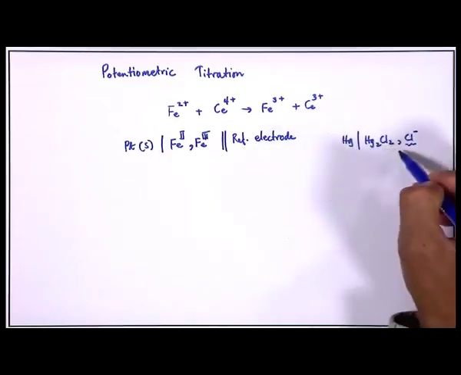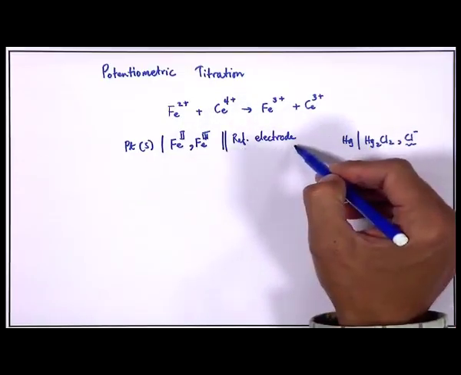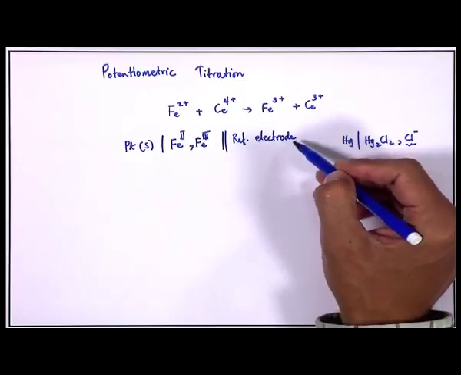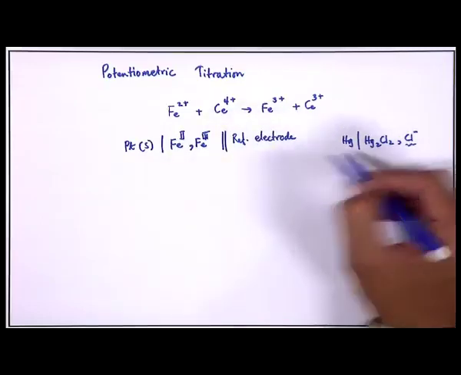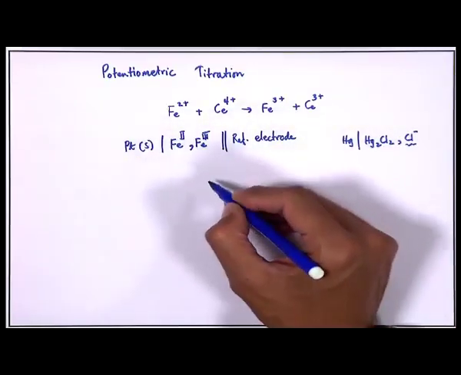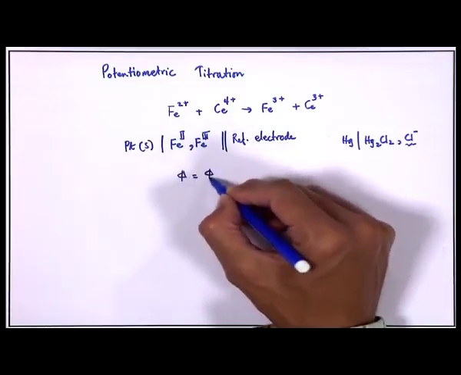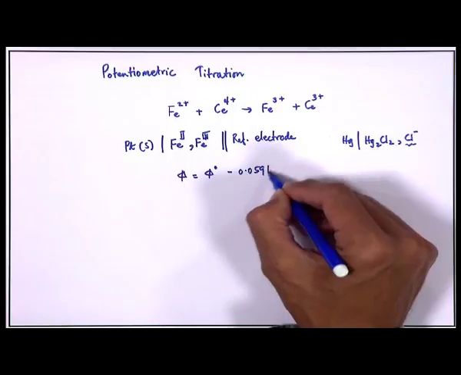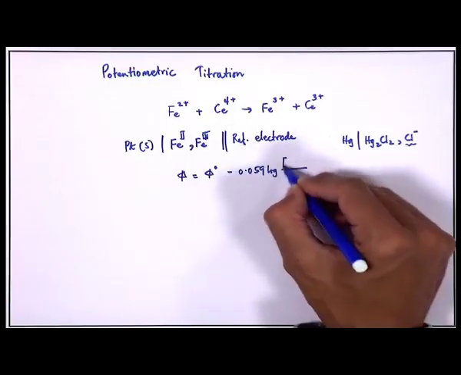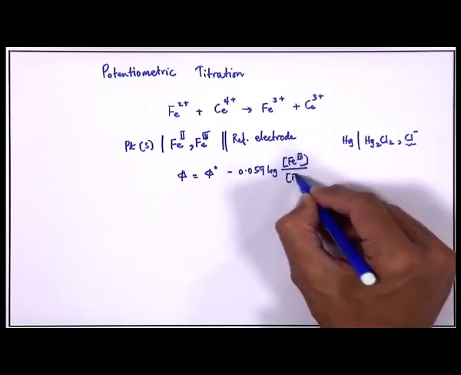Now, depending on which one you are choosing, whether this calomel electrode or something else, accordingly this reference electrode potential will have to be considered. So, basically the cell potential or the electrode potential for this will follow a trend, and it will change like potential phi equal to phi naught minus 0.059 log of the concentration of Fe3+ divided by the concentration of Fe2+.